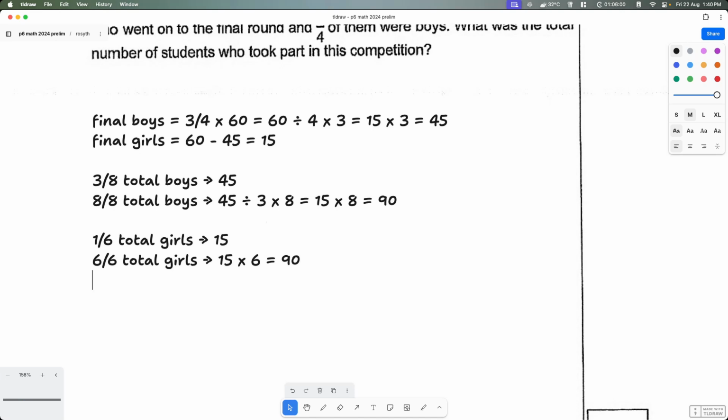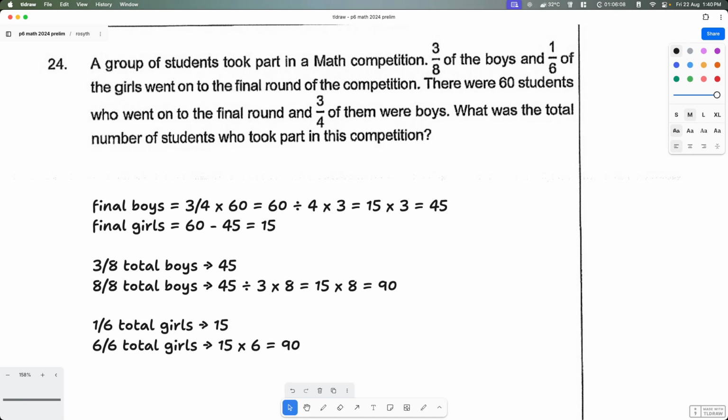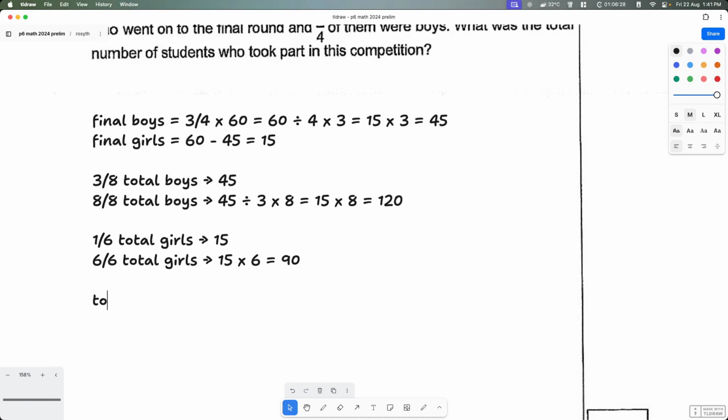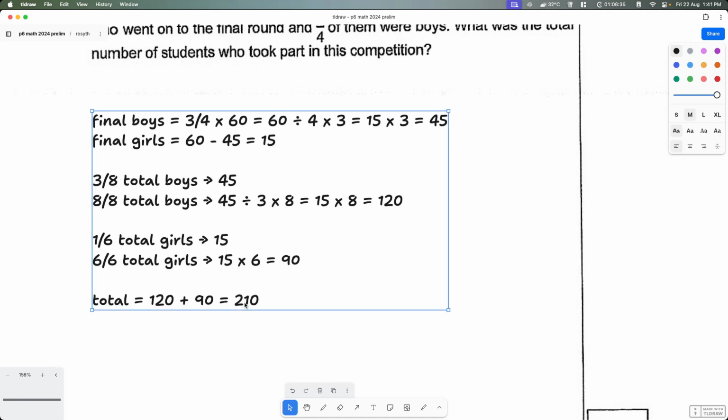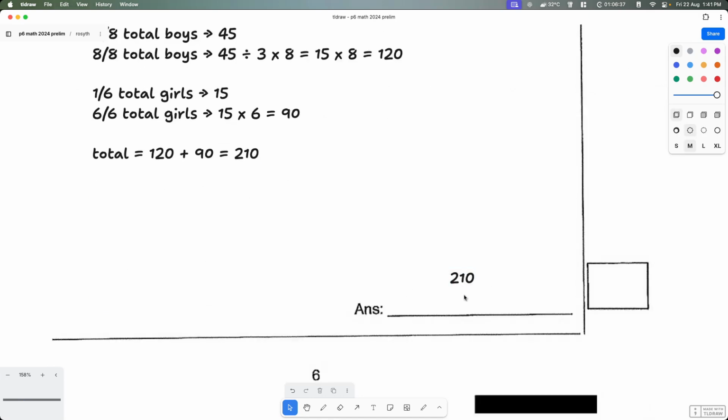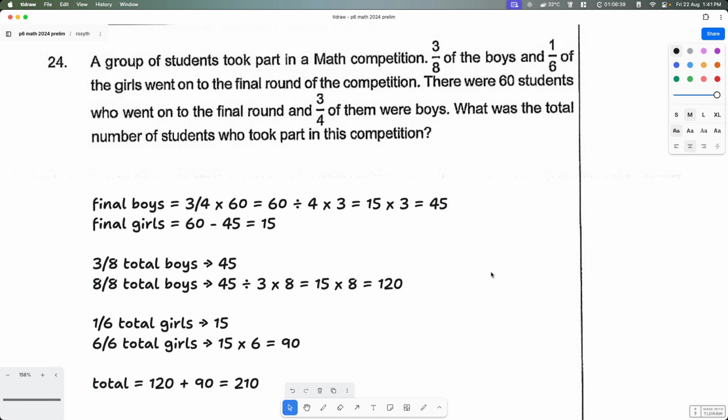Let me double check first. Sorry, 15 times 8 is 120, not 90. My bad. So then total is equal to 120 plus 90, and this is equal to 210. There we go. That's the answer, 210. Okay, let's move on to the next question.